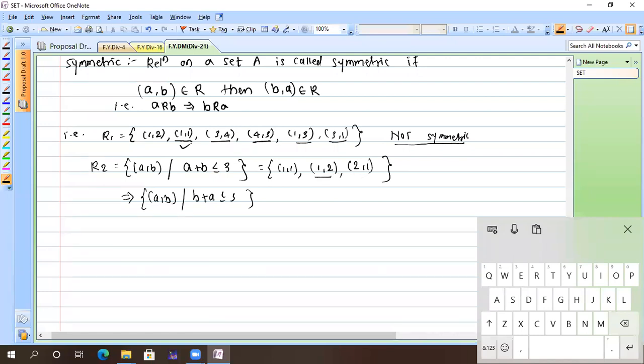So see, these elements are there, and this is the same here. So this is reflexive. And if you compare this set, you are getting the same elements. (2, 1) comes here, and (1, 2) comes here. That's it. Clear? So it is symmetric. Got it? Yes, sir. Anyone any doubts in that?